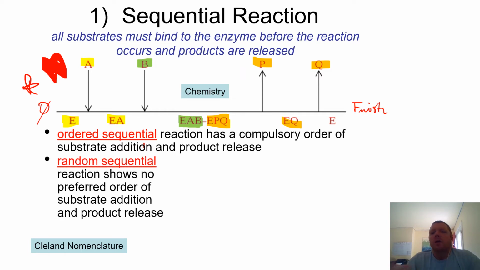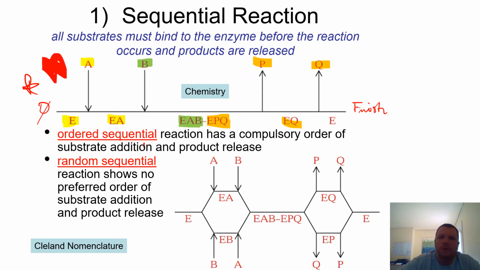Okay, you can also have an enzyme that has a random sequential reaction. So that is one in which the reaction shows no preferred order of your substrate addition or your product release. Okay, so what that would look like would be something like this. Your enzyme, and this is totally random. So let's say the first time that this enzyme catalyzes the reaction, well, it could go the direction of binding A. Once EA forms, then you could form that EAB complex and then go on to catalyze the reaction.